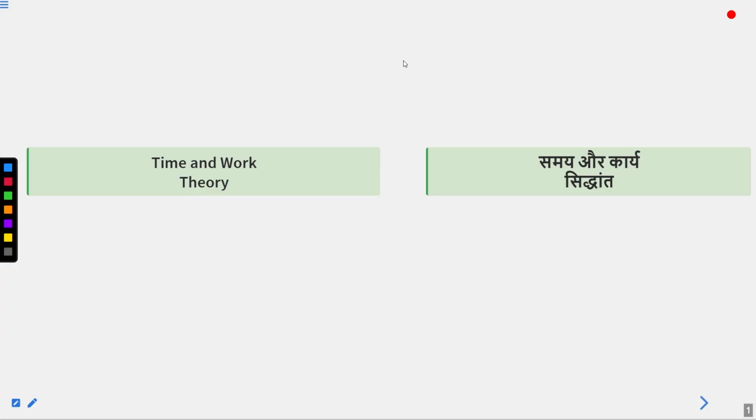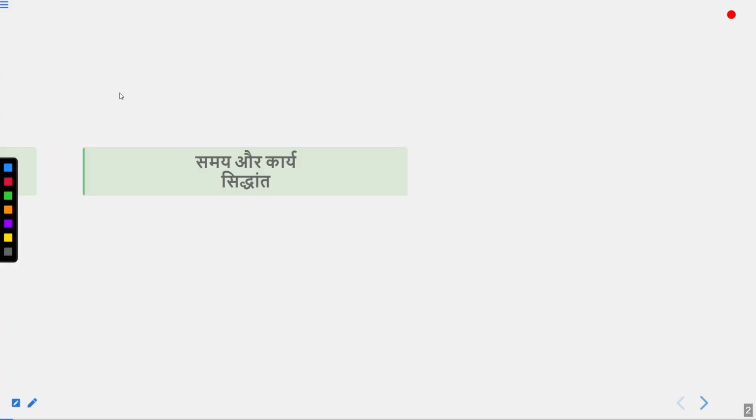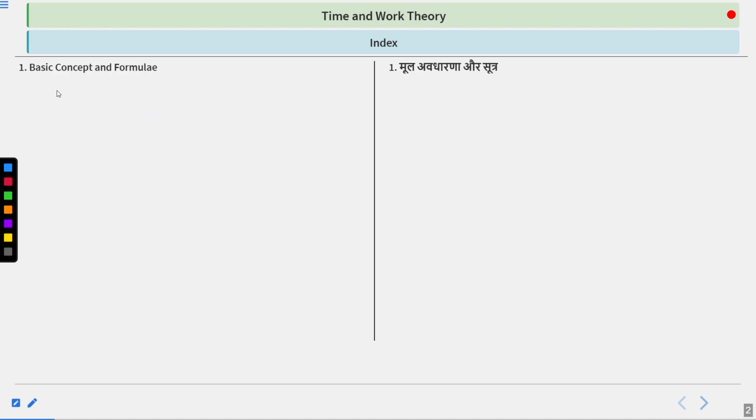Hello students, in today's class we are going to discuss the time and work theory part. Okay, so we will see some indexes, basic concepts and formulas, concepts 1 to 10 related to time and work, and then summarize our today's lecture.